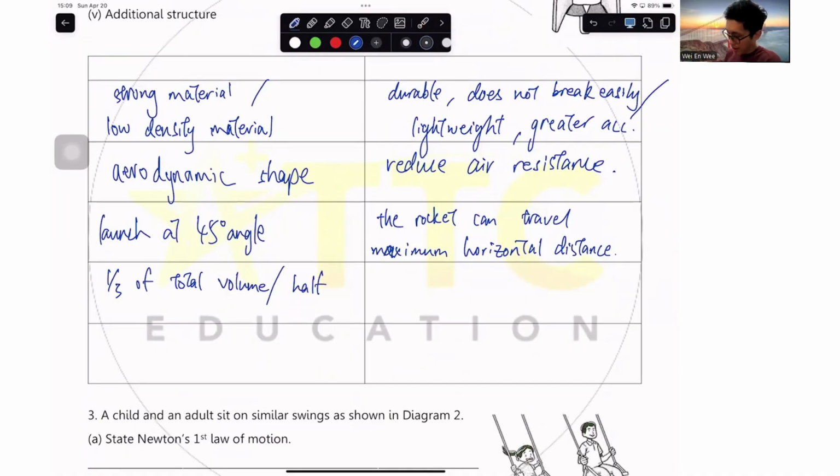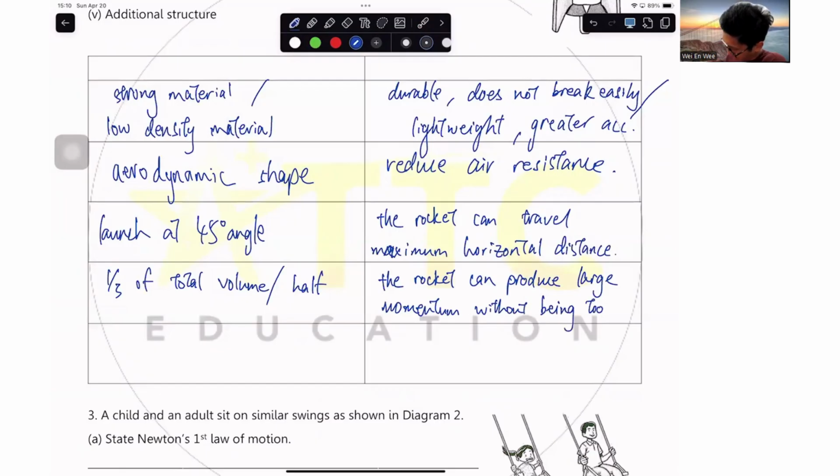Okay, so that the rocket can produce large momentum without being too heavy. Okay, the rocket can produce a large downwards momentum because you can shoot the water out, but you are not too heavy.